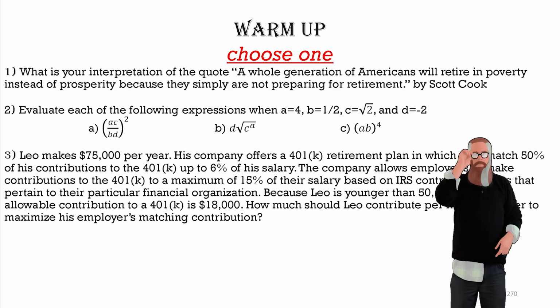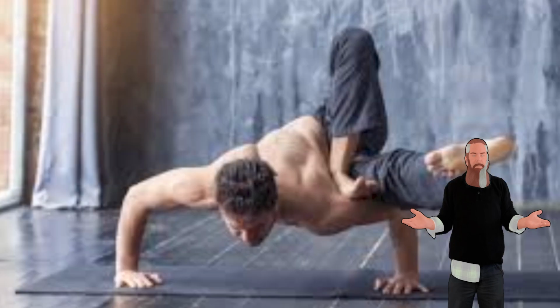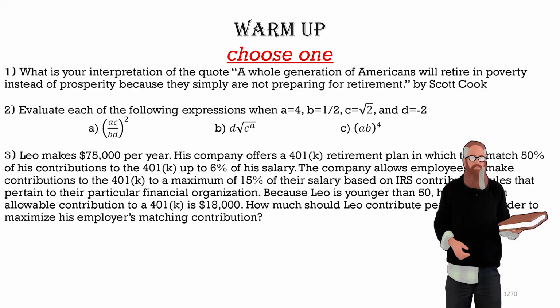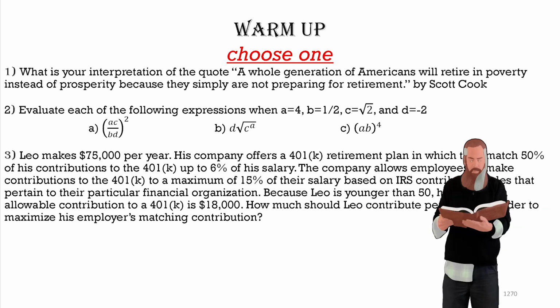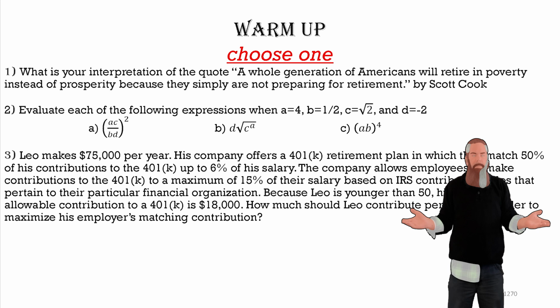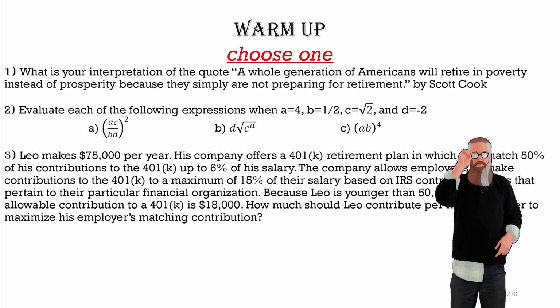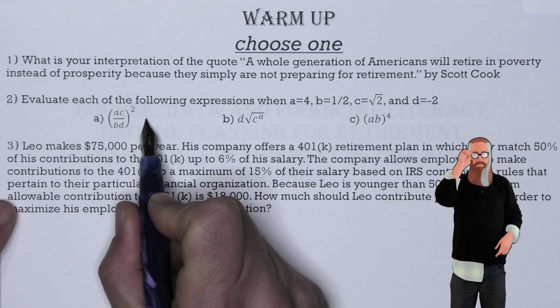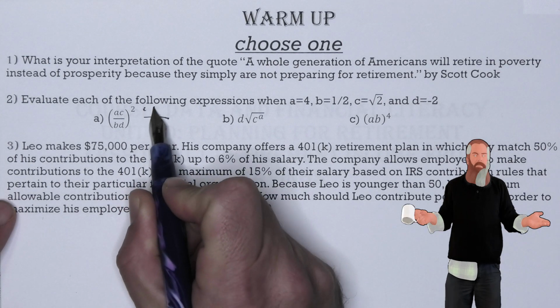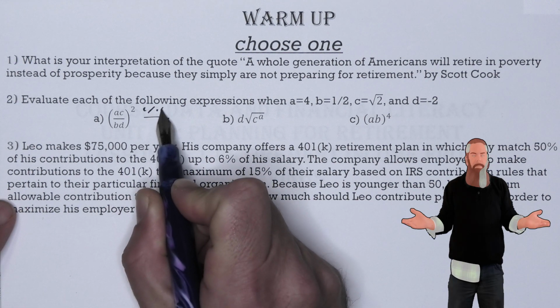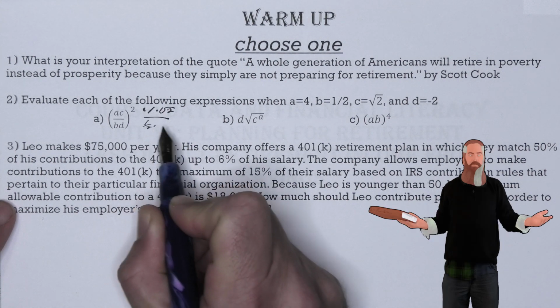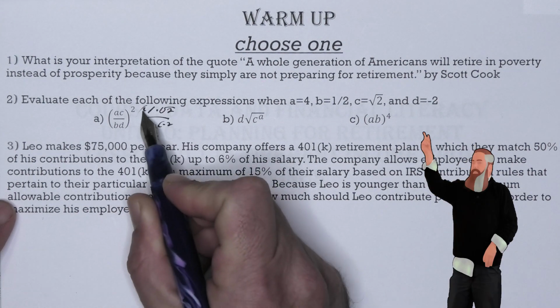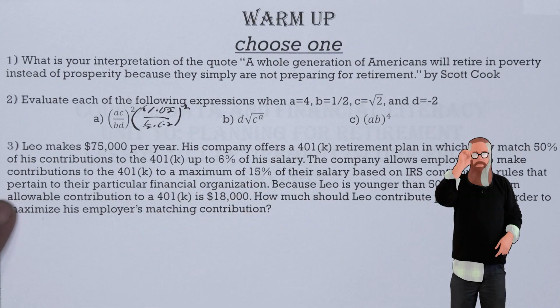Let's make sure we're ready for this lesson by answering warm-up question number 2, which is to evaluate each of the following expressions when A is 4, B is 1/2, C is the square root of 2, and D is -2. First up is the quotient AC over BD, all to the second power. This means the numerator is 4 times the square root of 2. The denominator is 1/2 times -2, and this is all raised to the second power.